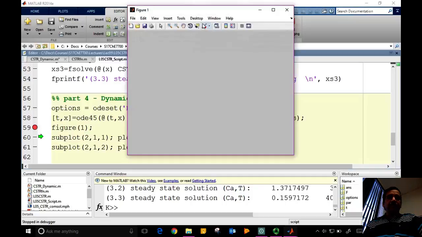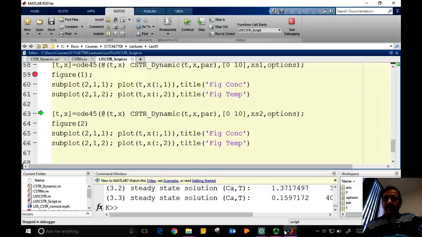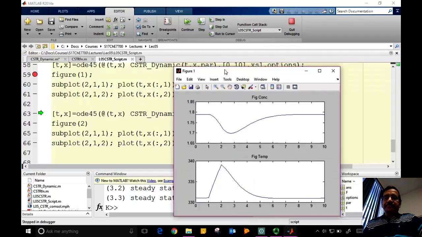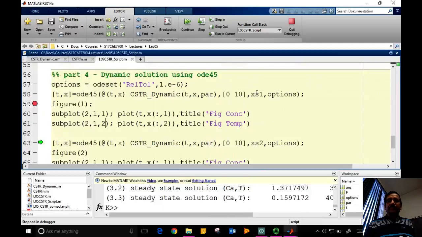So let's just step that. And where is the figure? Can you guess what's happening here? I didn't intend that, so I didn't explain that. The upper graph is the concentration, the lower graph is the temperature as a function of time going from 0 to 10.